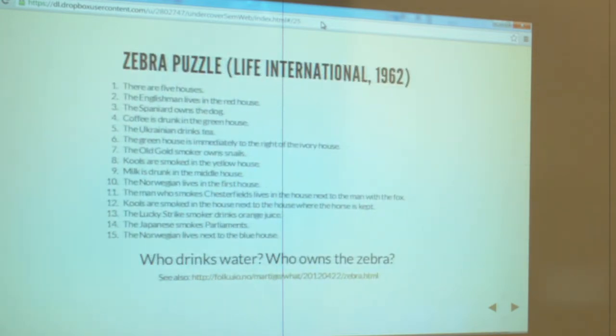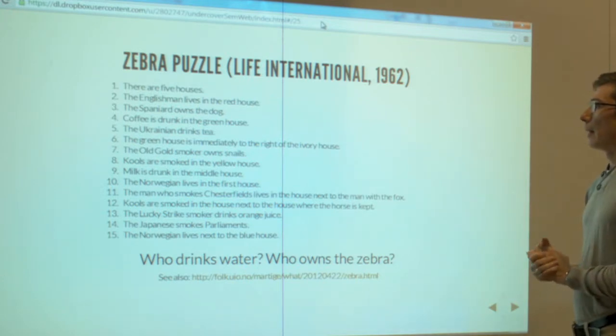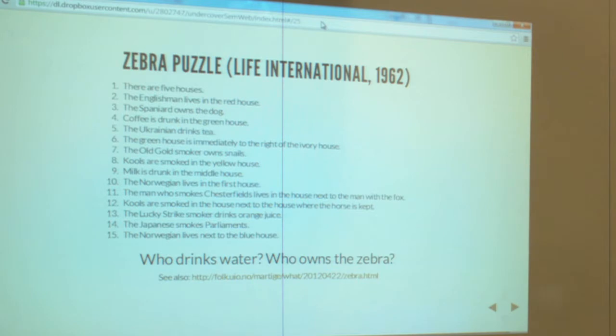Well, the other part I was thinking to show has pretty little to do with the previous one. It's about OWL and how one can use it in a fun way to solve a logical puzzle. The puzzle is called the zebra puzzle, and it was originally published in Life International magazine in 1962.